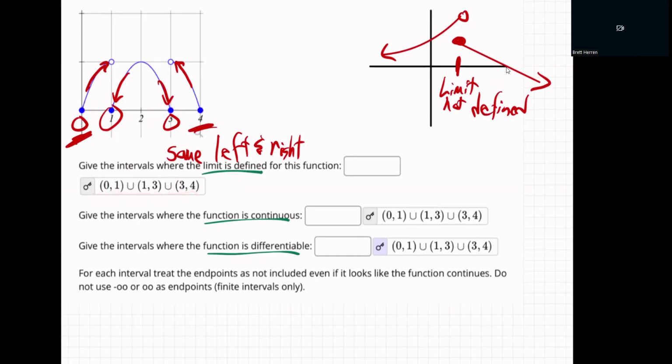Now, I know that answer might seem a little mysterious. You might say, well, Mr. Heron, how's that any different than just saying 0 to 4? It goes all the way from 0 to 4. They just said it in three pieces. Yeah, they did, specifically for the purpose of saying we're not including 1 and not including 3.